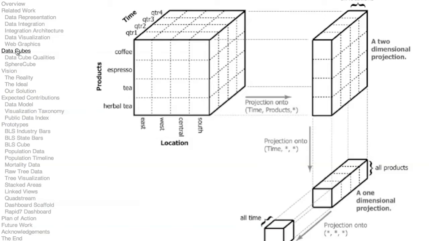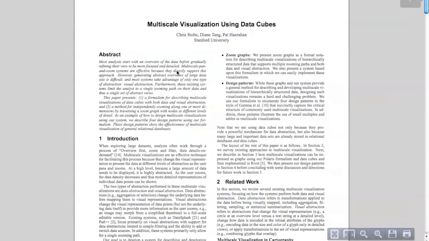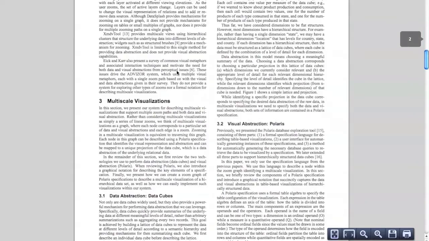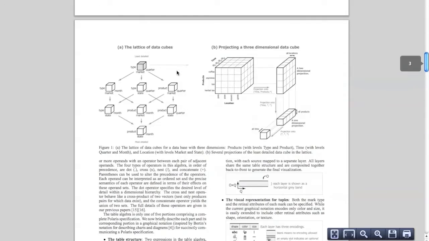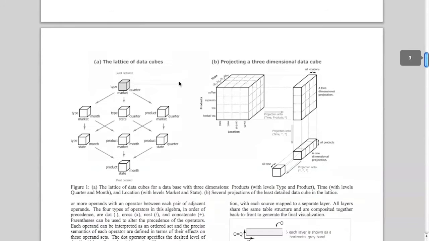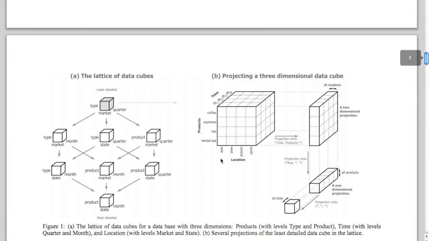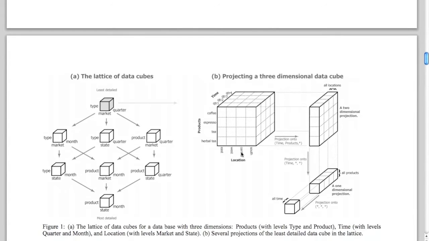Now, I want to talk about the concept of a data cube and really explain it because it's a foundation of what I'm doing. So this figure is from a paper about the Polaris system, Multi-scale visualization using data cubes. They have a great explanation of data cubes in the paper, by the way. But this is one example data cube that they have. It's sales data about different products like coffee, espresso, tea, herbal tea, across different locations, like regions of the US, I suppose, east, west, central, and south, over time. So this is for 1 year. There are 4 quarters in time.